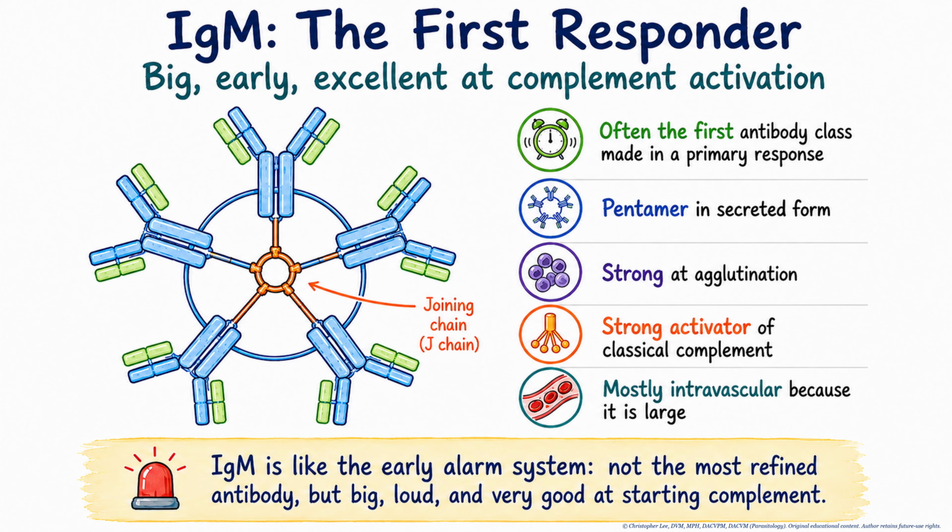Since IgM is so large, it tends to stay mostly in the vascular compartment. One useful caveat: surface IgM on naive B cells is monomeric. But when we're talking about secreted IgM in circulation, think big pentamer. IgM is like an early alarm system. Not necessarily the most refined antibody, but big, loud, and very good at starting complement.